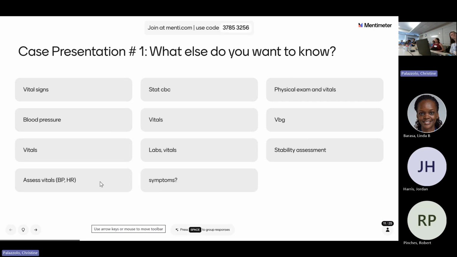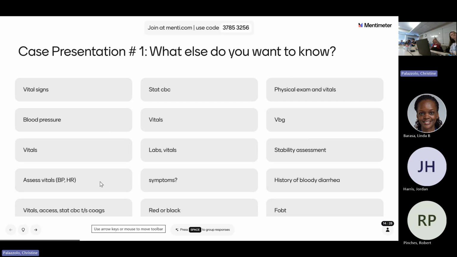Do any of you want to know what type of blood it was? Right, that'll help you differentiate. You want to know if it's upper versus lower. Yeah, history of bloody diarrhea, red or black. Great. FOBT, not gonna lie, the bane of our existence. If there's obvious blood there, we don't necessarily need that.